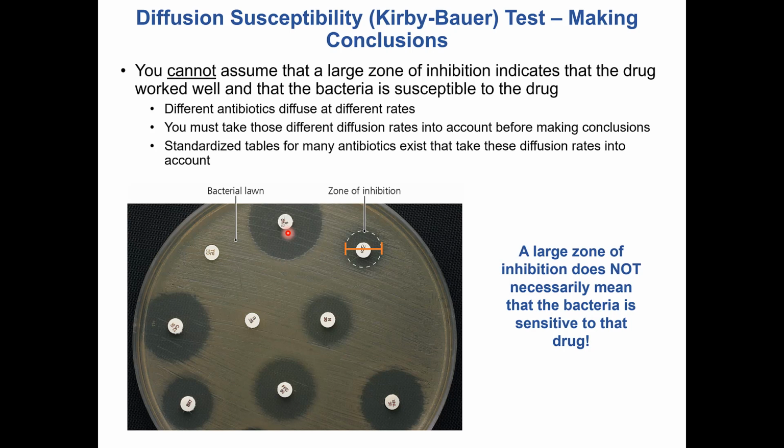How do you do that? There are standardized tables that are already published where somebody figured out at what rate these different antibiotics work. And so once you've incubated your plates and you take them out of incubation and you can see your zones and you measure the diameters of those zones, you have to compare each of those diameters to a standardized table for each of the antibiotics. So let me explain how you would do that.